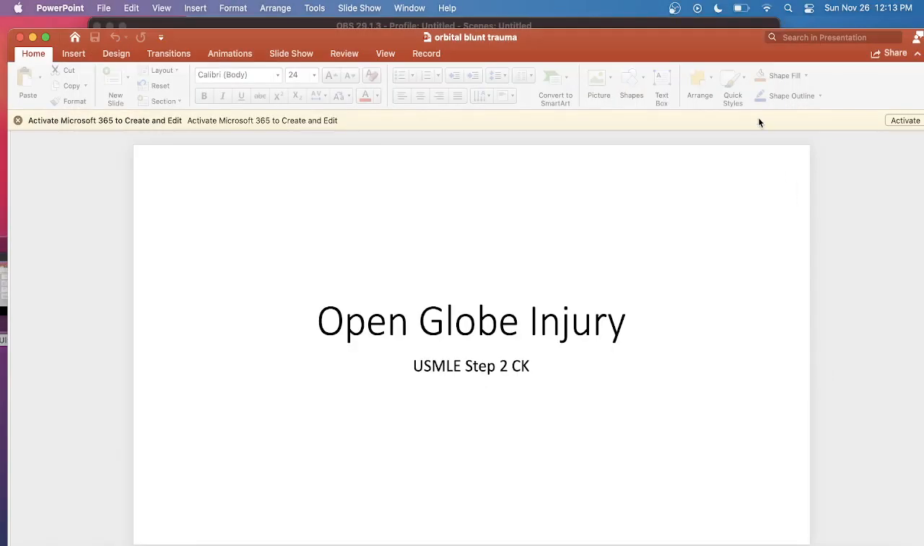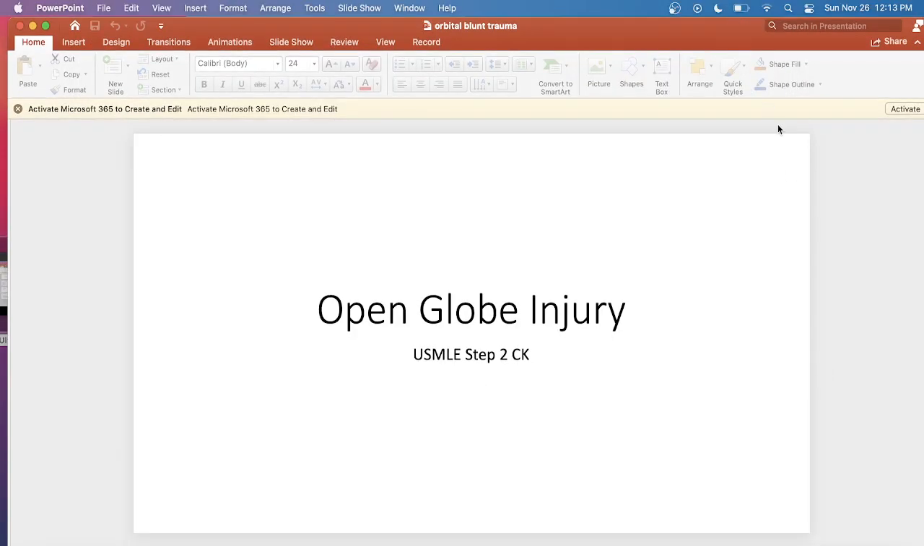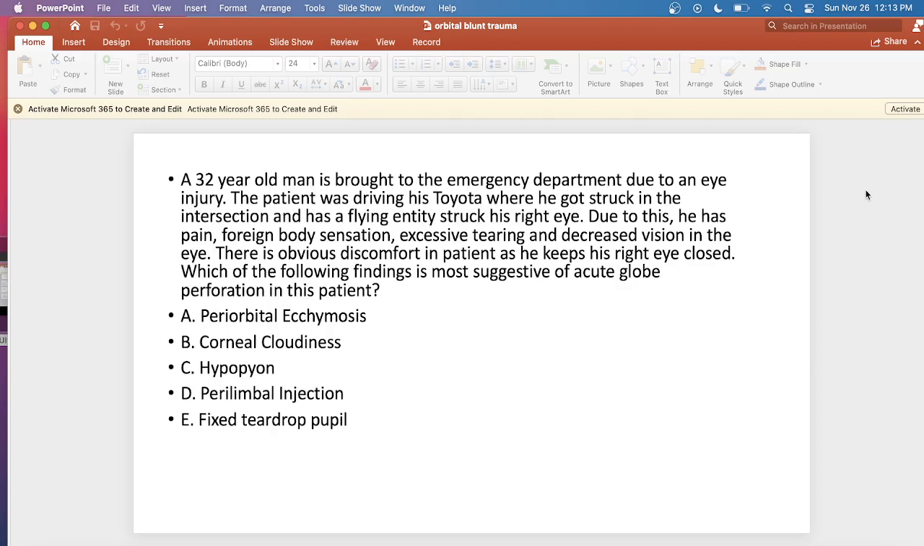Here we go. We're doing a question on open globe injury for US only Step 2 CK. We have a 32-year-old man who's brought to the emergency department due to an eye injury. The patient was driving his Toyota where he got struck in the intersection as a flying entity struck his right eye. Due to this, he has pain, foreign body sensation, excessive tearing, and decreased vision in his eye. There's discomfort as he keeps his right eye closed.